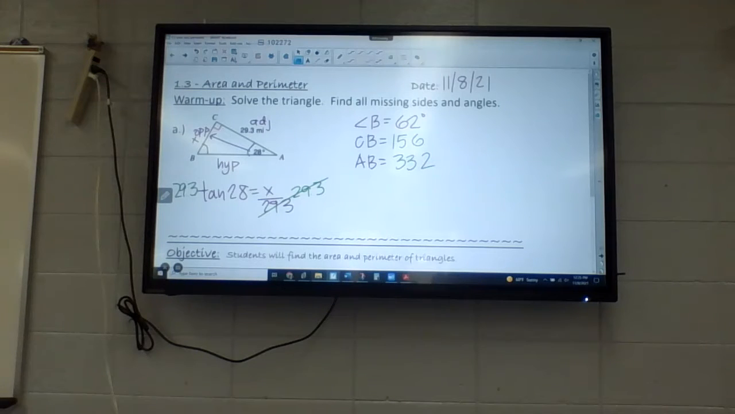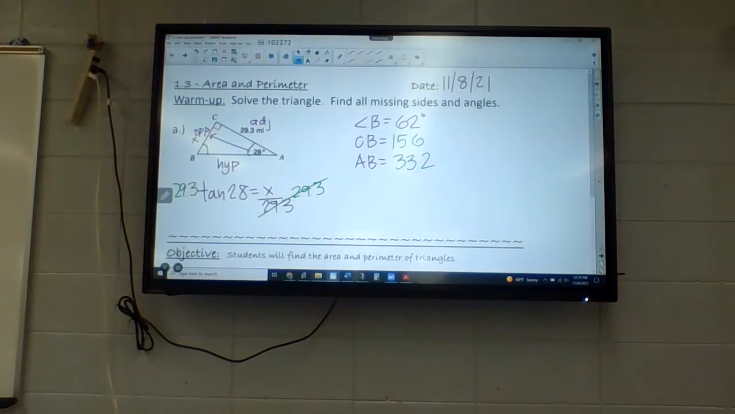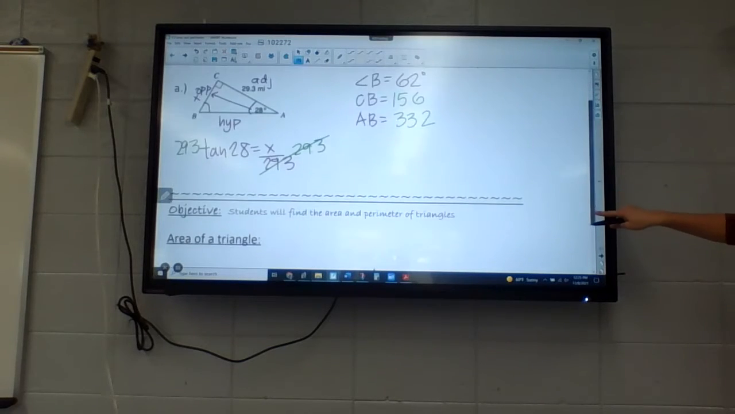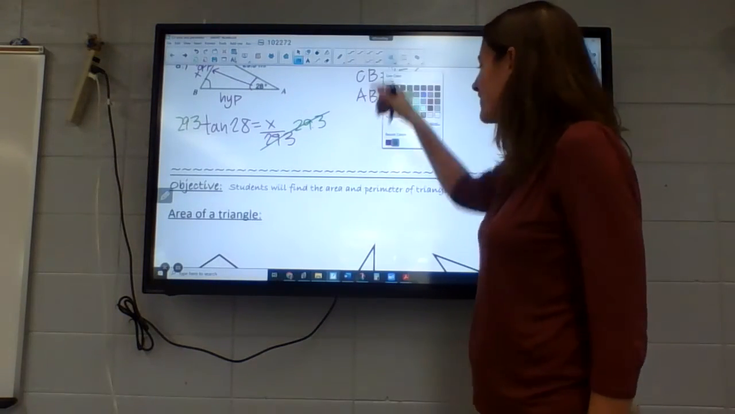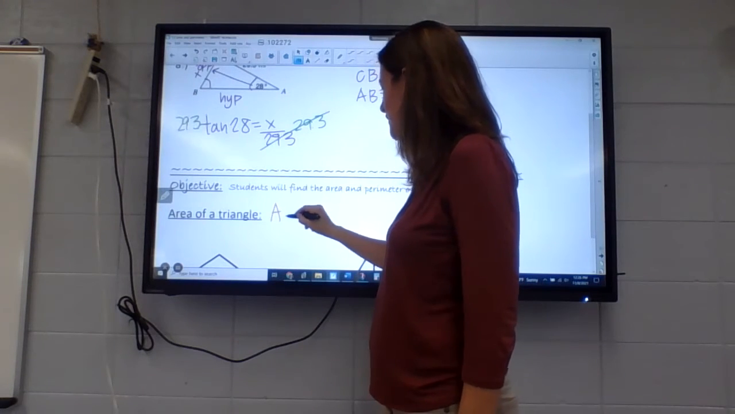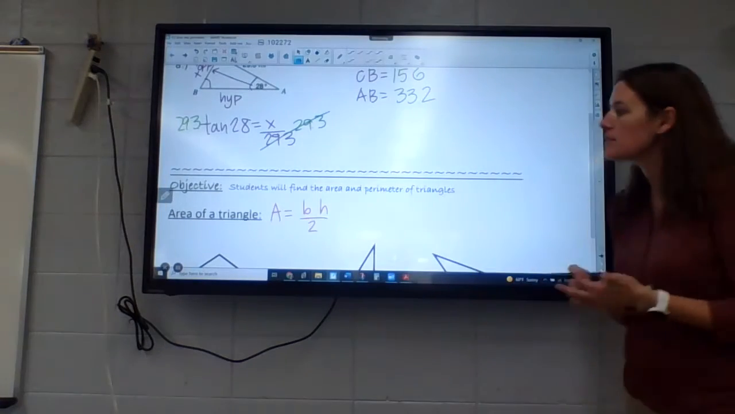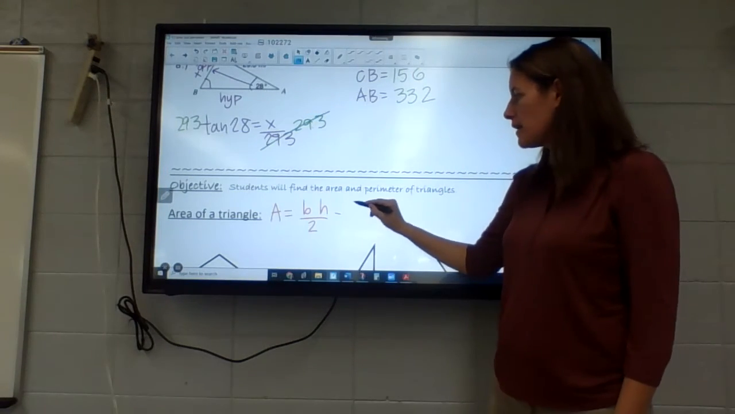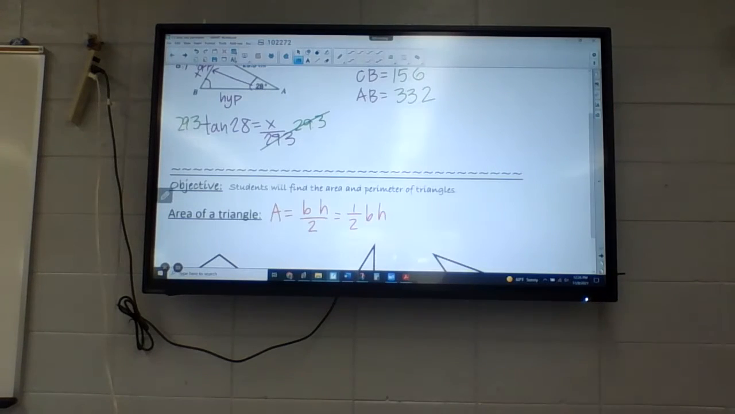Now, if I asked you to find the area of this triangle, we would be able to find area the way you've learned how to find area ever since you were smaller than you are now. So area of a triangle, you've probably seen a formula something like this, base times height divided by 2, or 1/2 base times height. Works very nicely if you know your base and height.